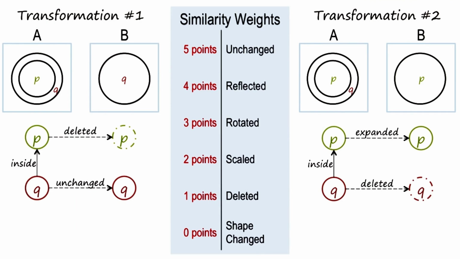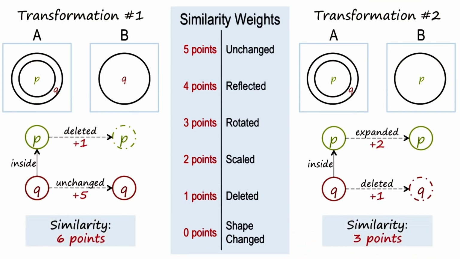Given the scale, let us calculate the weight of transformations for both transformation number 1 and transformation number 2. In transformation number 1, you can see that P is getting deleted, which we gave a weight of 1, and Q remains unchanged, which we gave a weight of 5. So the total weight here is 6. In case of transformation number 2, the weight of P being expanded, we said will be 2, scaled, and Q getting deleted is 1, so the total weight is 3. If we prefer the first transformation over the second transformation, then we can see why someone will answer the square as the correct answer and not the triangle.